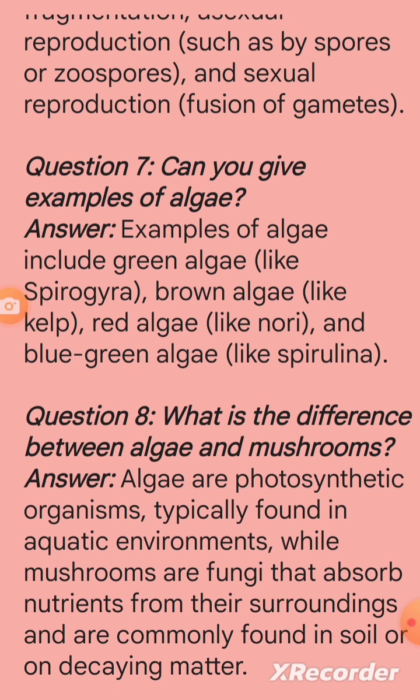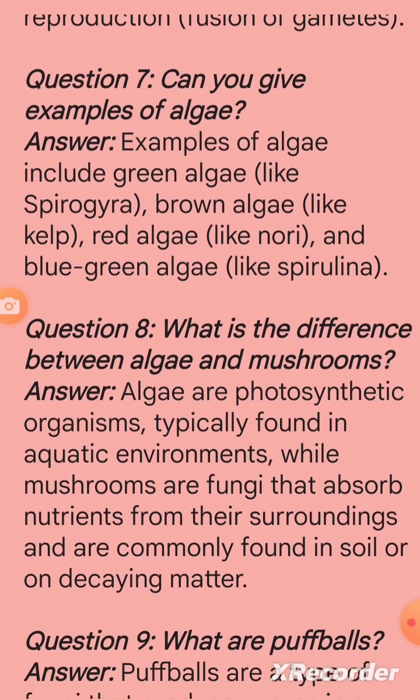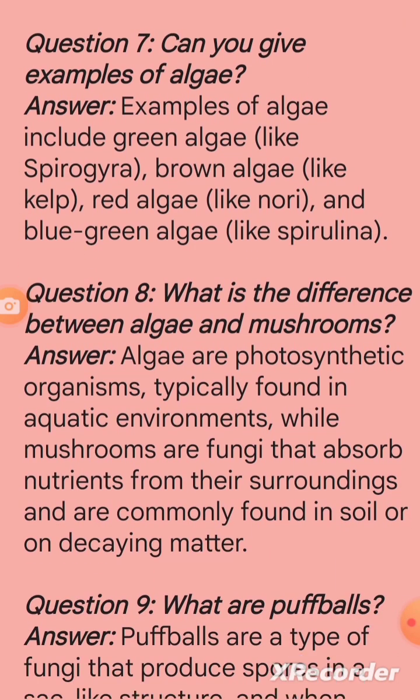Answer. Algae are photosynthetic organisms, typically found in aquatic environments, while mushrooms are fungi that absorb nutrients from their surroundings and are commonly found in soil or on decaying matter.